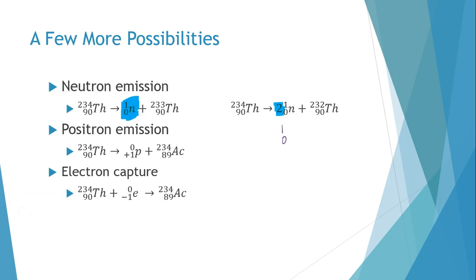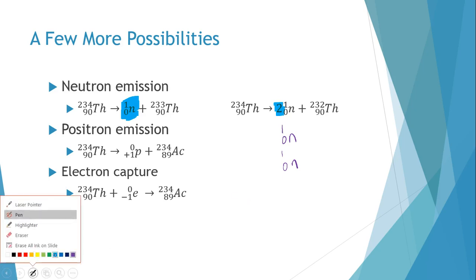So this is the same thing as saying 1 0 n and 1 0 n. There's 2 of them. So when I do the math, it's 2 times 1 is 2. There's a mass of 2 right here total. So 2 plus 232 is 234. And the 0, well, 2 zeros is still 0, so 0 plus 90 is still 90. So if you have a coefficient in front of it, you just multiply the mass.